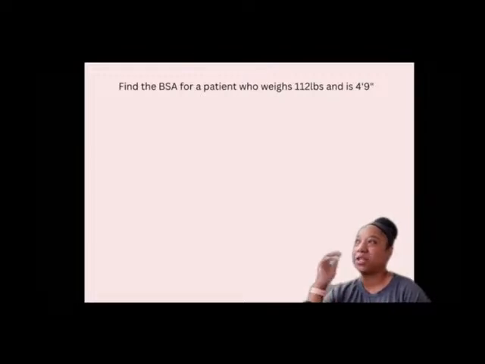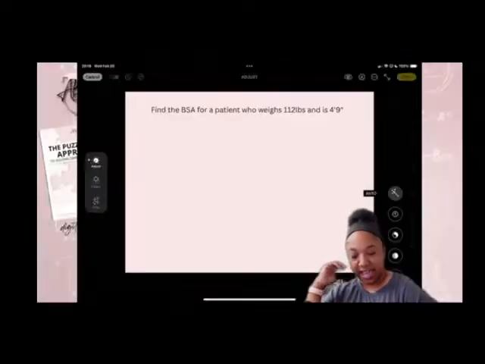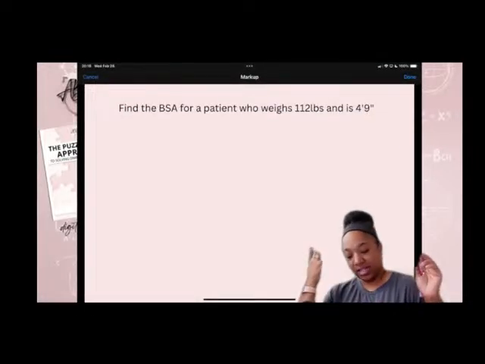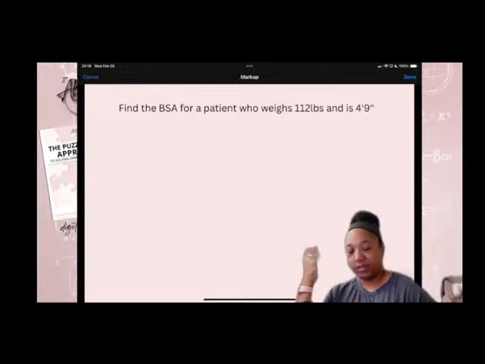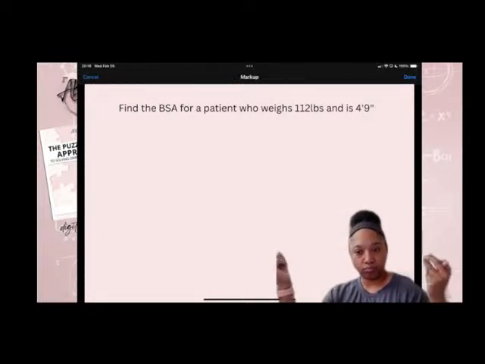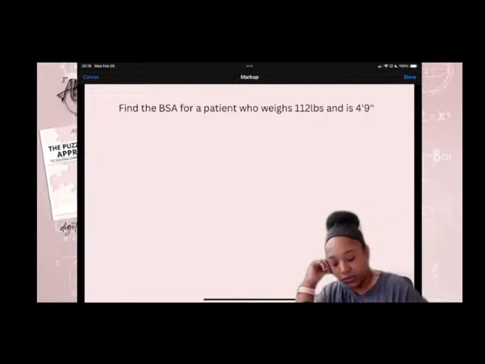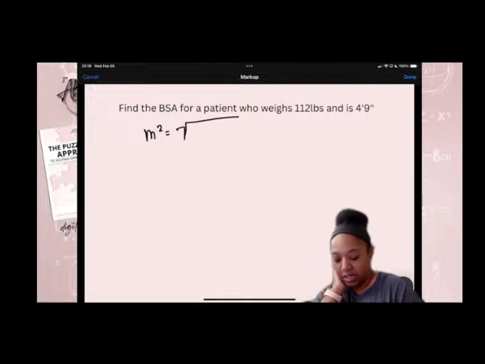All right. Find the BSA for a patient who weighs 112 pounds and is 4 foot 9 inches tall. All right. So BSA is one of those little funky ones that have a formula. You know how I feel about formulas, okay? And you can't get around it. The formula is the formula, but you will have to use dimensional analysis to do your conversions, okay? So there are two formulas. BSA is measured in meters squared.